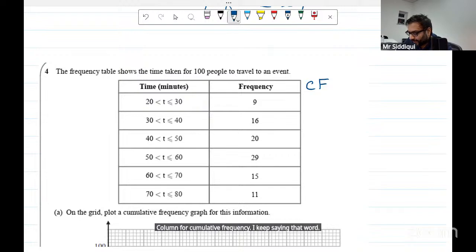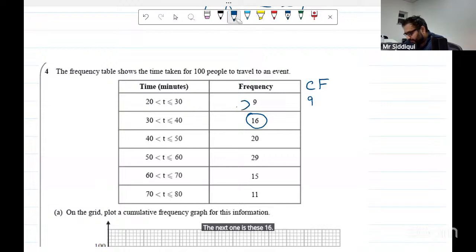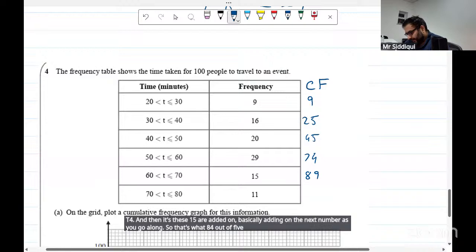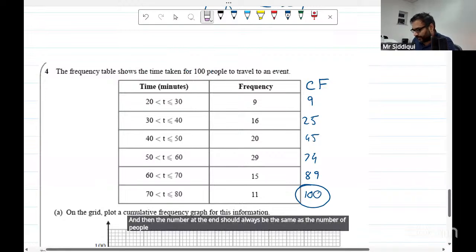And all you then do is you add up as you go along. So this number that goes here is everybody in this section, which is 9 people. The next one is these 16 plus the 9 from before. So that's 25. The next one is these 20 plus everybody before it, which is 45. Then it's these 29 plus everybody before it, which is 74. And then it's these 15 added on, so that's 84 add 5 is 89. And the number at the end should always be the same as the total number of people from the question, if it mentioned it.